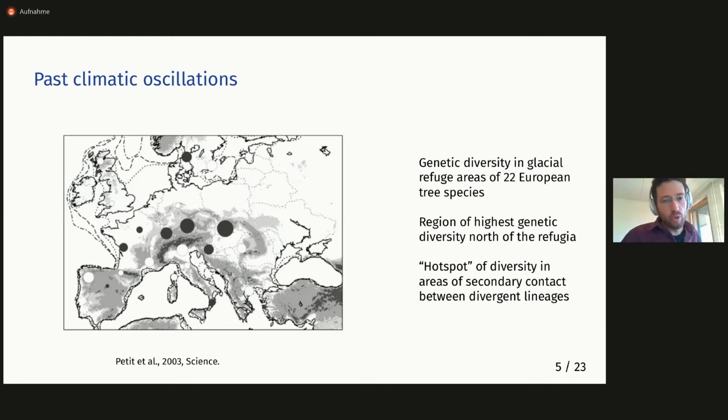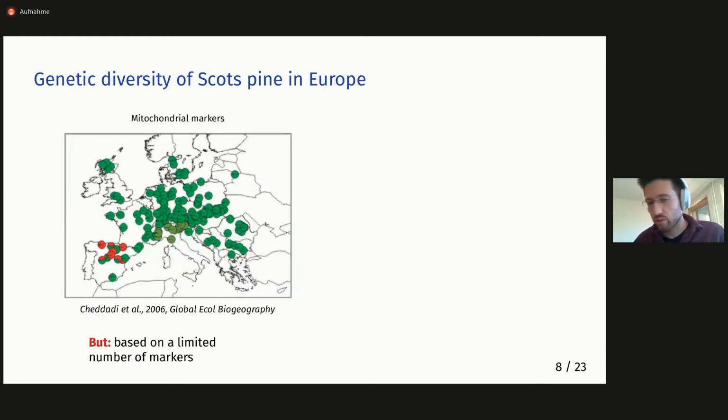And so when you look at the patterns of genetic diversity within a species, you can also look at the genetic structure to try to understand what were the migration routes since the last glacial. And for Scots pine, for instance, here there is a survey of genetic data using mitochondrial markers that shows the genetic diversity and structure of Scots pine in Europe. And you can see that the structure is very weak.